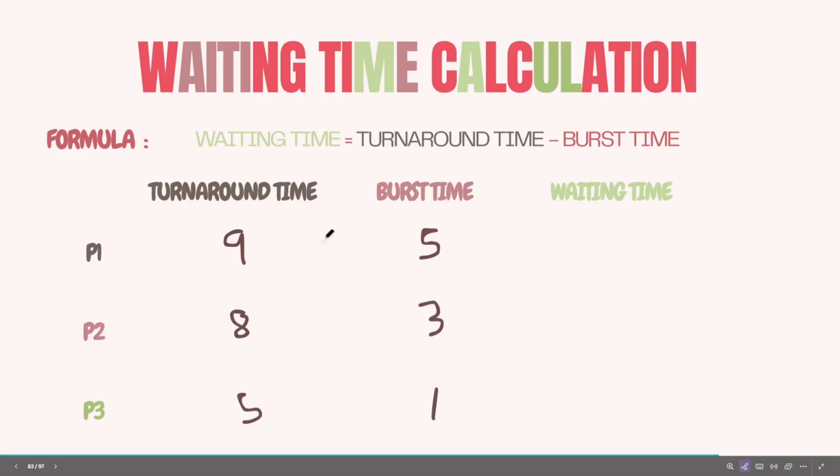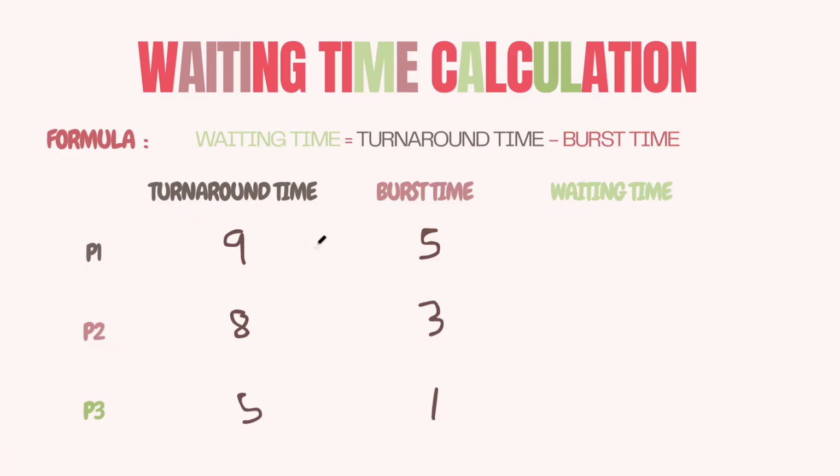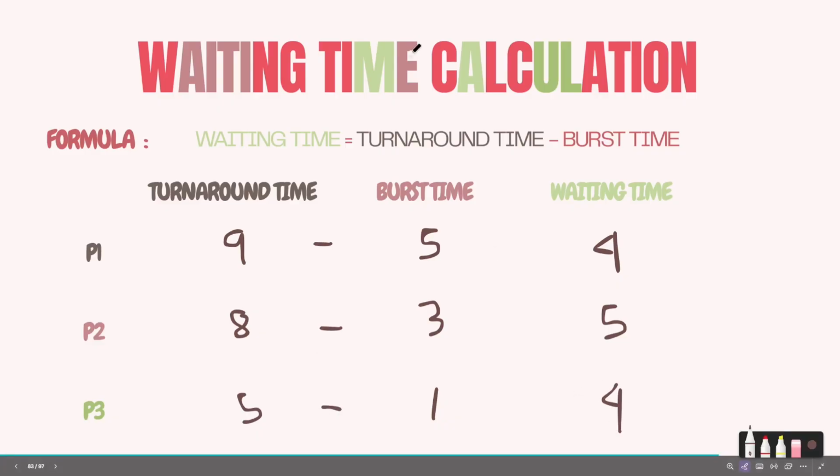So if we subtract that, 9 minus 5 equals 4. 8 minus 3 equals 5. For P3, 5 minus 1 equals 4.